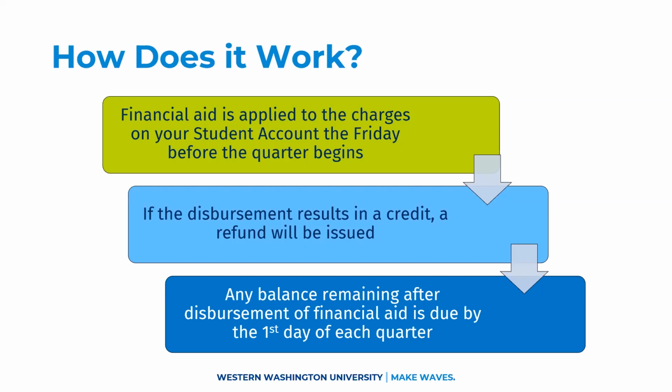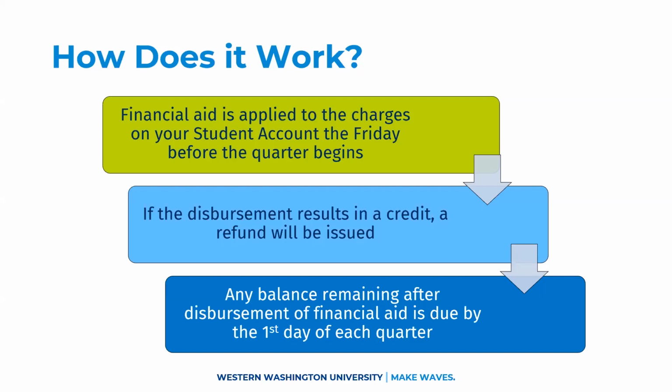So financial aid disperses automatically a little bit in advance of the quarter to cover as much of your account balance as possible. And then there are two different things that can happen. Either you have more financial aid than the amount of your bill, resulting in an excess amount. If that happens, then the excess amount of financial aid would result in a credit and a refund would be issued. Students have the option to set up a couple of different refunding preferences with our student business office so that you know where that money's going if you are expecting a refund.